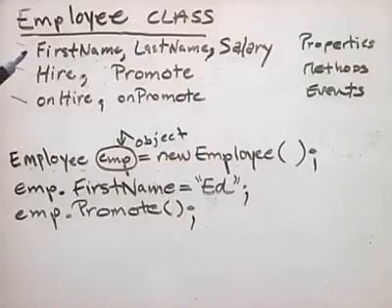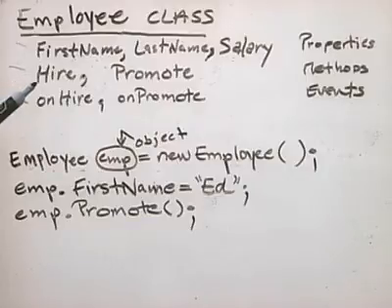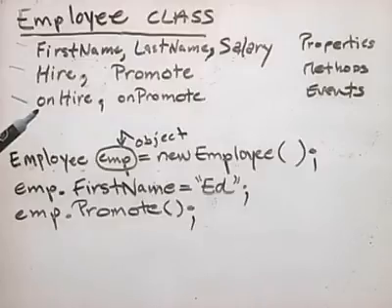Remember that properties are characteristics. They describe the object. They also represent data. There's a first name value, last name value, and salary. Here are two methods: hire and promote. These are behaviors of the employee. And here are two events. These events get fired off when these methods occur.